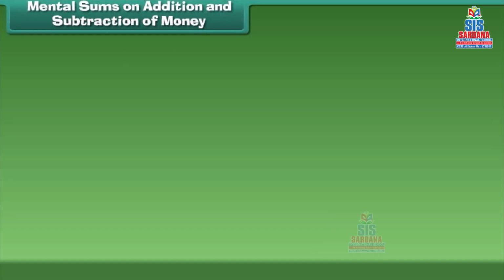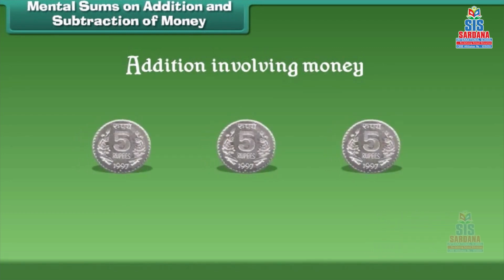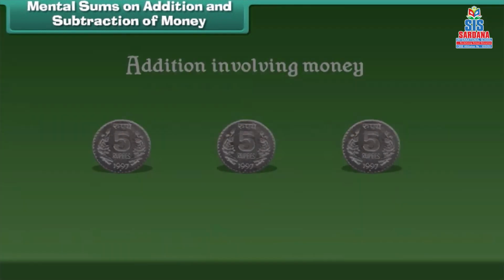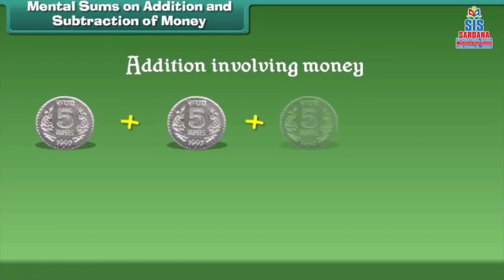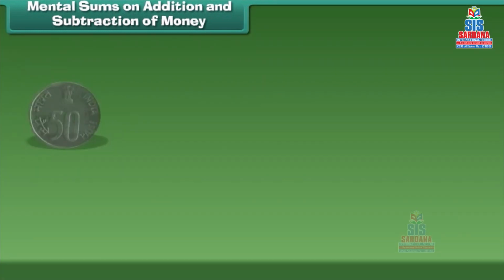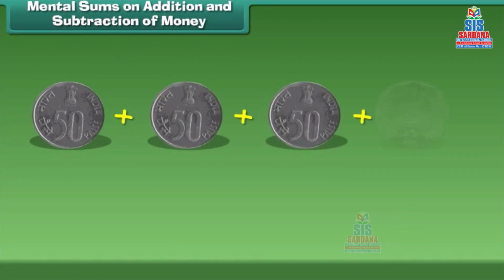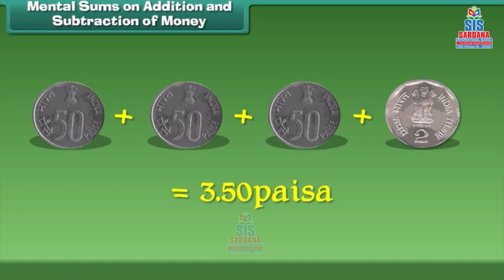Now let us learn about addition involving money. If I have 3 5 rupees coins, then can you tell me the total rupees I had? Add 5 plus 5 plus 5, which is equal to 15 rupees. Now I have 3 50 paise coins and a 2 rupee coin, which is equal to 3 rupees 50 paise.